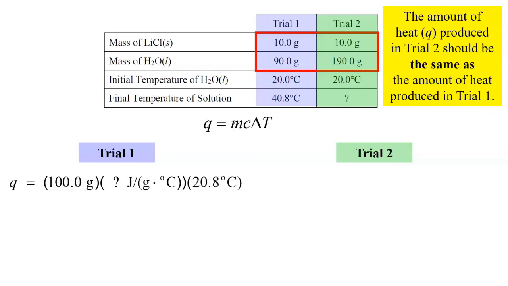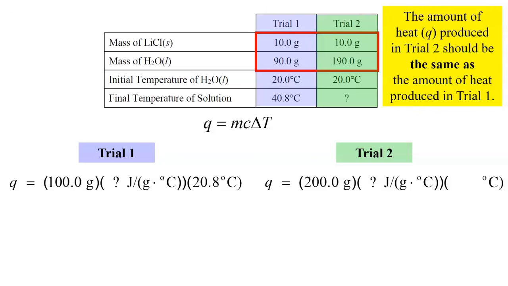So the amount of heat, or Q, that is produced in trial 2 should be the same as the amount of heat produced in trial 1. And that's because the mass of lithium chloride is the same in each of these trials. So I would have Q equals MC delta T, but of course my mass is different. The total mass of the solution in trial 2 is not 100 grams, it's not 10 plus 90, it's actually 10 plus 190, or 200 grams of solution.